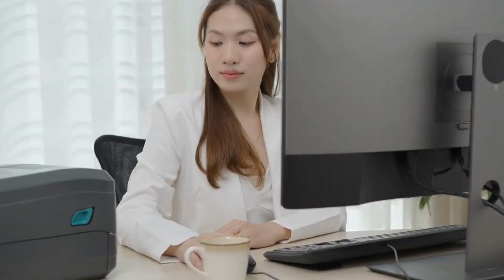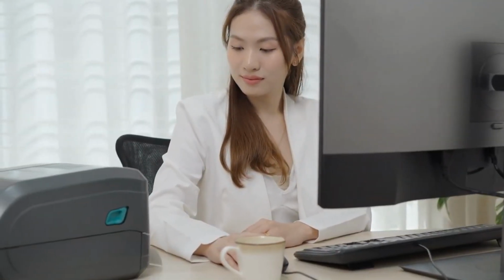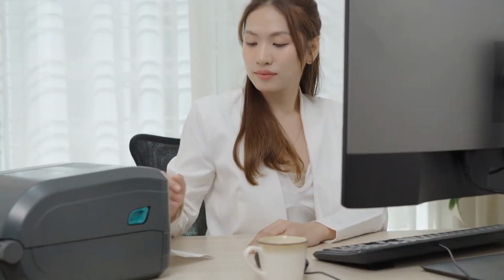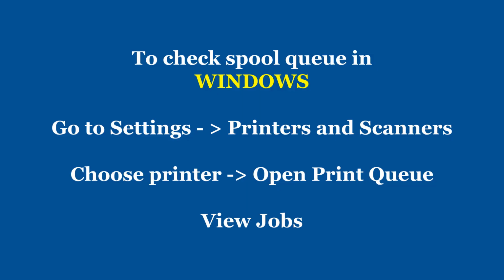To conclude, spooling is a valuable feature of operating systems that helps organize slow devices efficiently by using a queue system. In Windows, you can check the spool queue by going to Settings, then Printers and Scanners, or by using the Control Panel and opening Devices and Printers. From there, simply open your printer to view the queue.